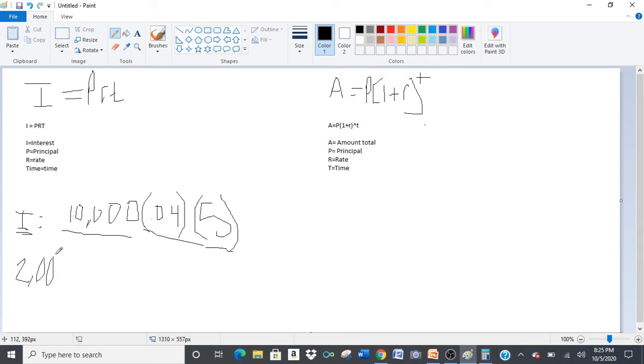So what does that mean? You got a loan for $10,000, but due to interest, the bank is charging you an extra $2,000 in total payments. That's the bank's way of making money. And that's how you find I. If you wanted to see the total amount this person paid to get the loan, you would simply add the interest to the principal.